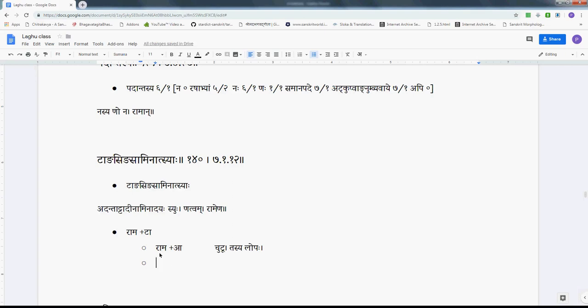Now Rama plus a, what will happen? If you just add them together, Rama, what is it from? Ramena. Where does all this come from? This sutra: Tanyasinyasam Inatsyaha. So what does he say? Adantat. Look at the sutra 7112.